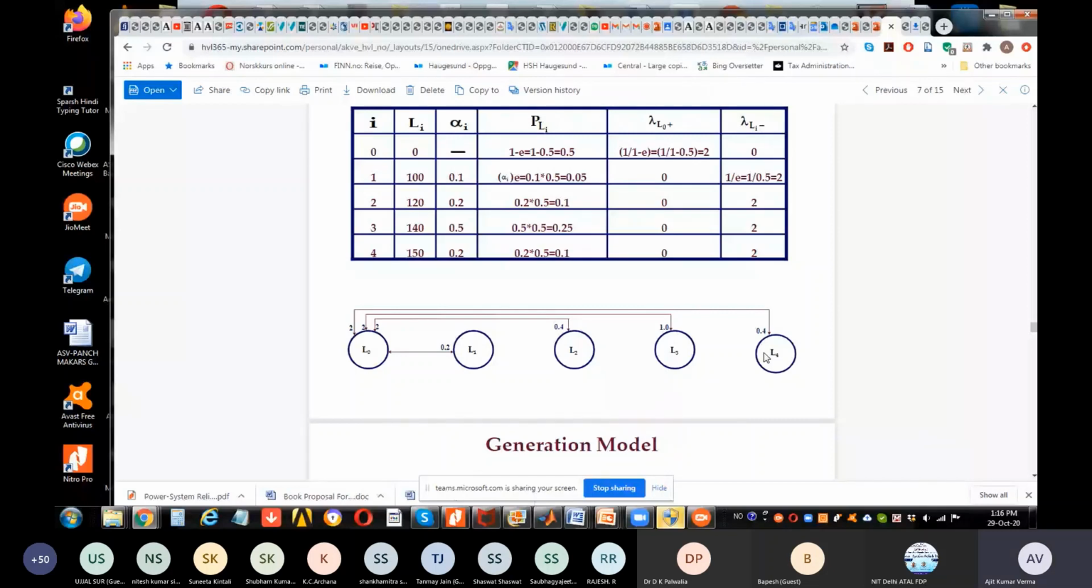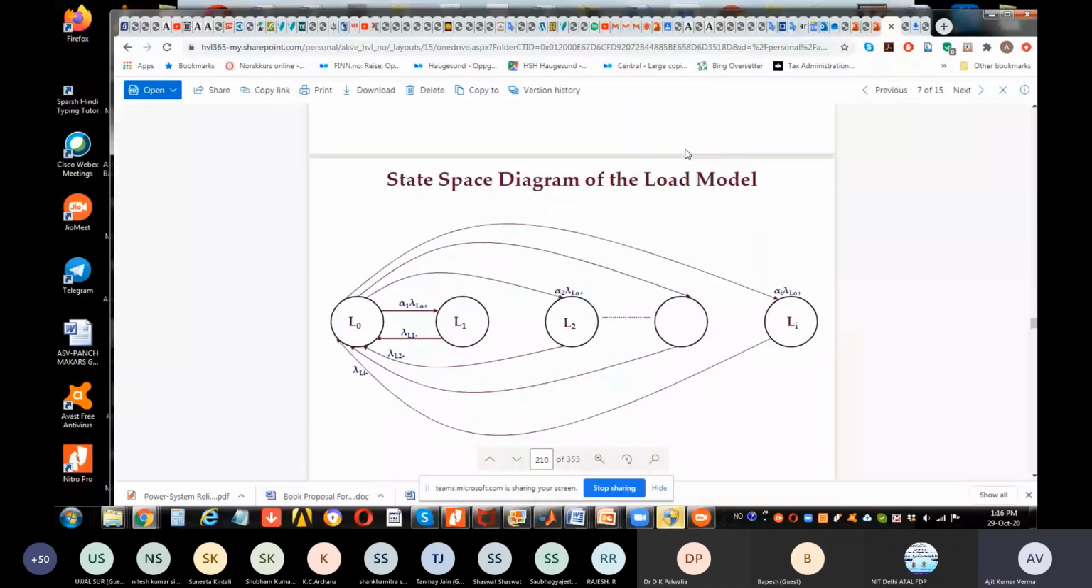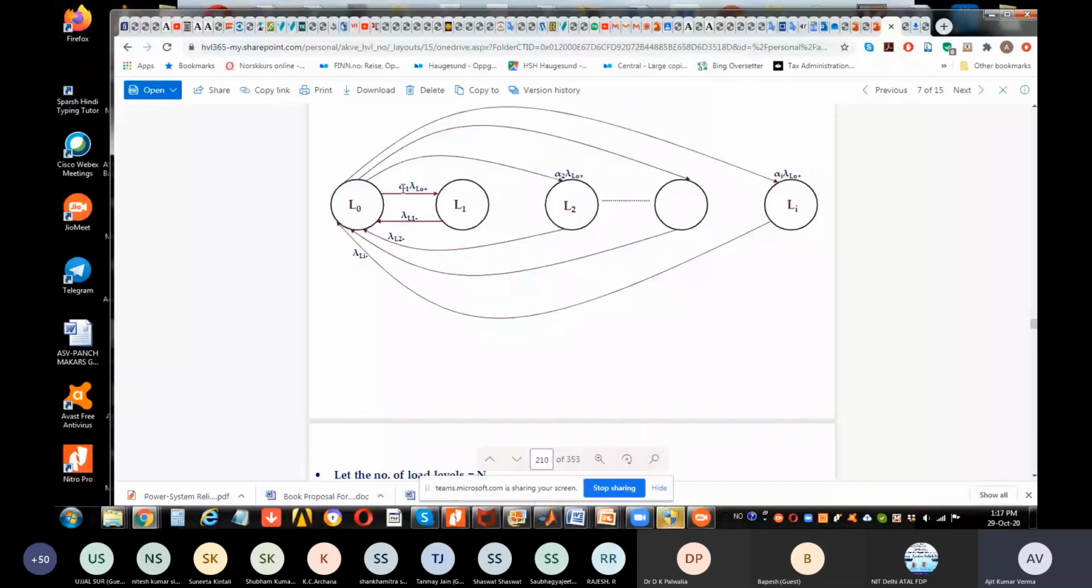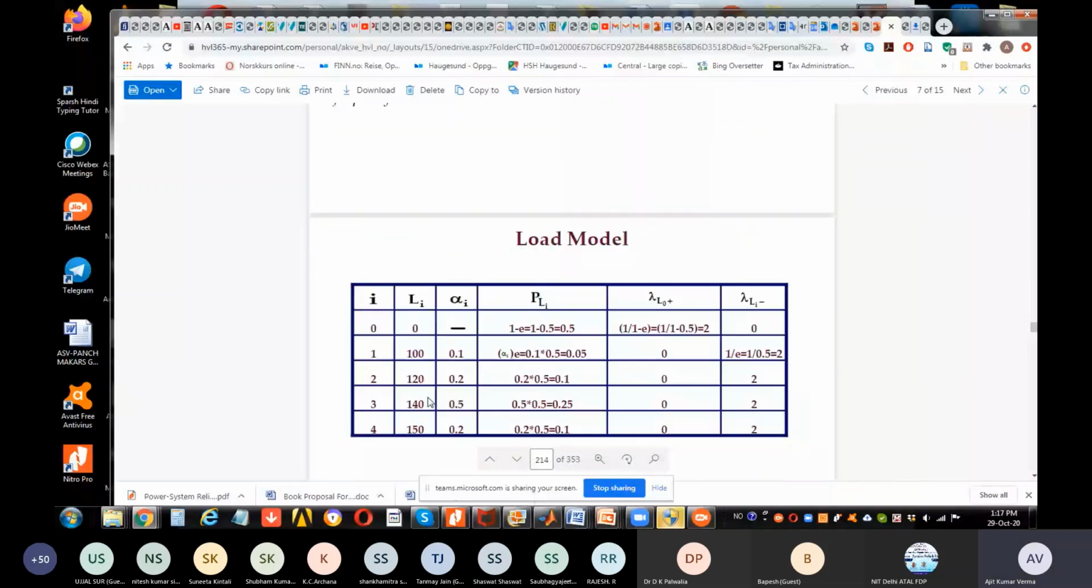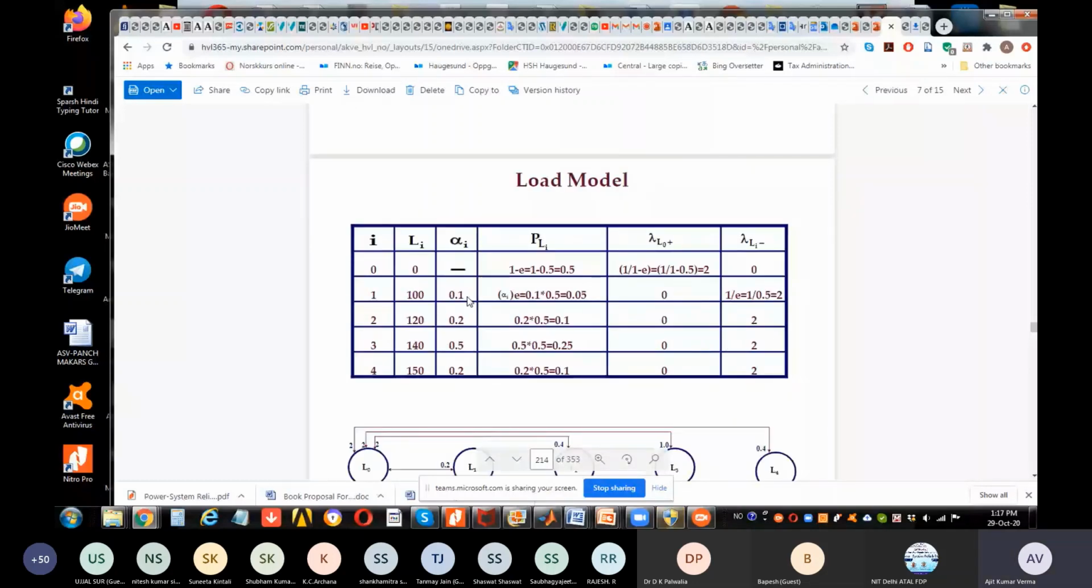You remember how we obtained these transitions from L0 to L1, L2, L3, and L4. So we have L0 and transitions to higher state, you remember, you go back to this calculation. You have higher state alpha 1, alpha 2, alpha 3, so multiplication. So you have 0.1, 0.2, 0.5, 0.2, these are the multiplications. I'll get back to this.